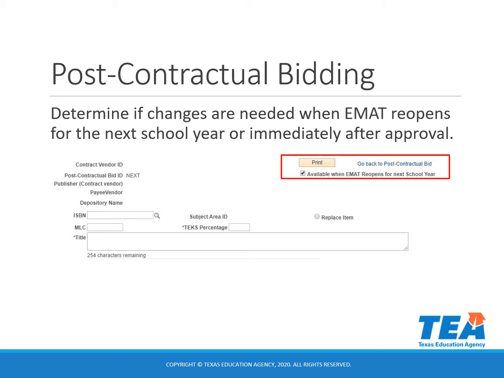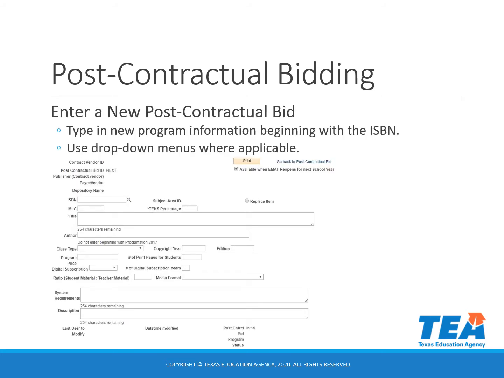Then you will need to determine if the changes are needed when EMAT reopens for the next school year or immediately after approval. The default box will be checked for available when EMAT reopens for the new school year. So if you need the changes immediately after approval, you will need to uncheck that box. The top section of the post-contractual bid will contain program information. You will begin by typing in the new program ISBN. Then you will fill in the rest of the information. You will use the drop-down menus when applicable.